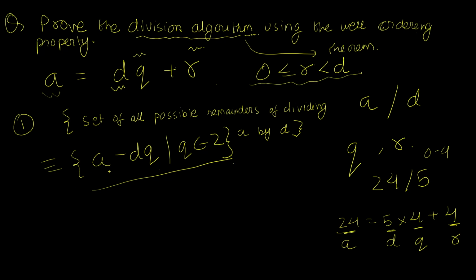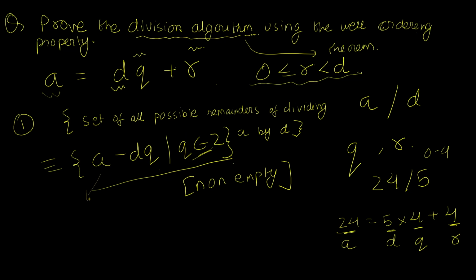But we know that this set of all possible remainders will have a least element, and that least element is bound to be between 0 and D. Our first argument is to mention that this set is non-empty. That is necessary. And why can I guarantee that this set is non-empty? Because I'm choosing from the set of integers. Integers can be negative, so I could choose my quotient to be a sufficiently large negative number so that A minus DQ is always positive.